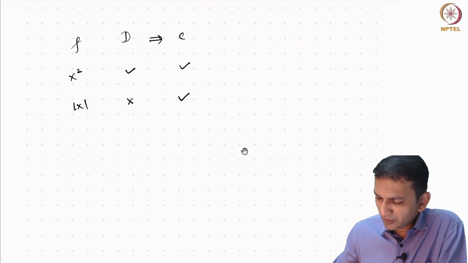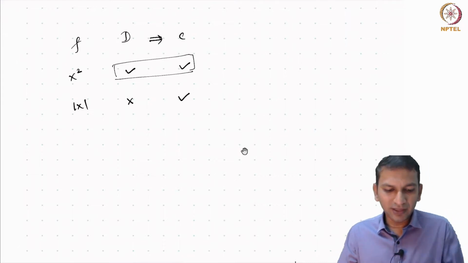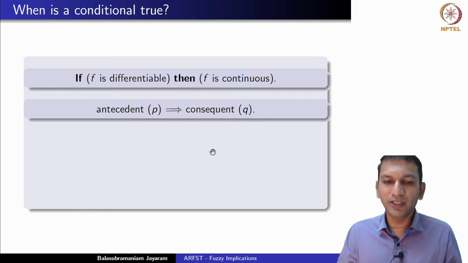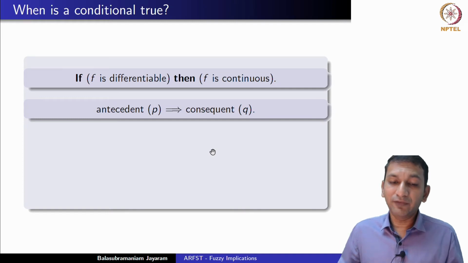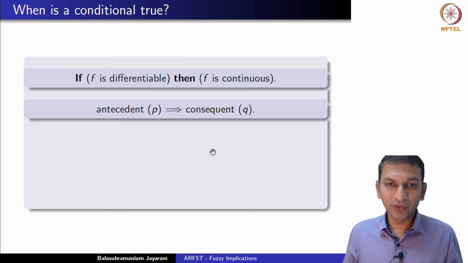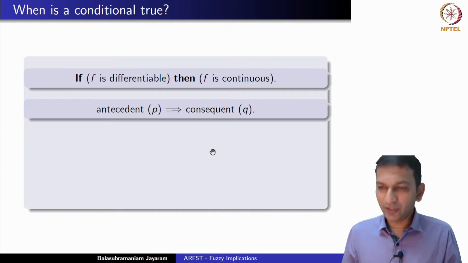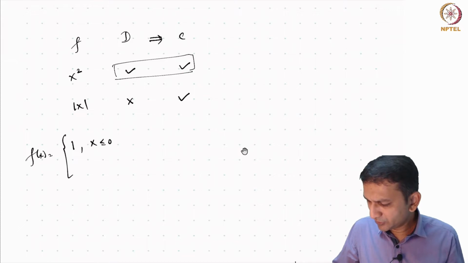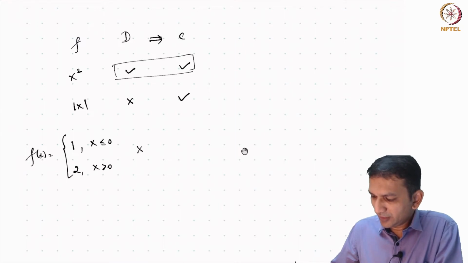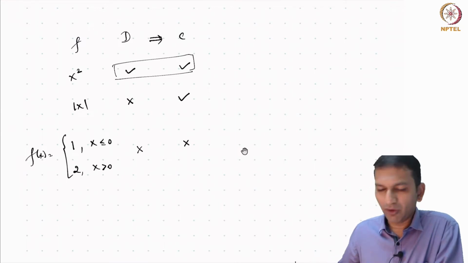So now, given these two examples, the first example reinforces the conditional that whenever it is differentiable, it is continuous. The second example, does it contradict the statement that f is differentiable implies f is continuous? No, it does not contradict, because the function itself is not differentiable. Let's consider another function, f of x. It's 1 if x is less than or equal to 0, and 2 if x is greater than 0. Now, this function clearly is neither differentiable nor continuous.